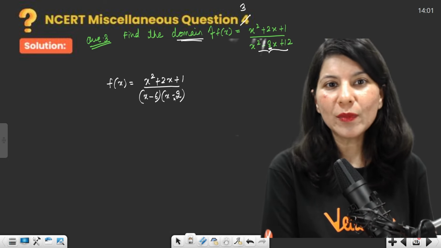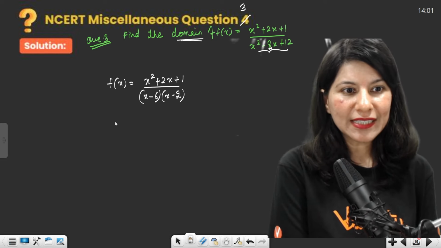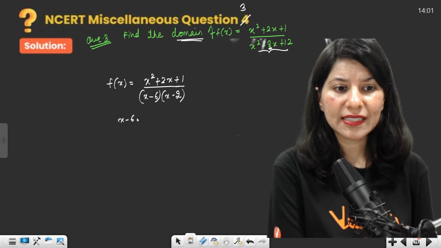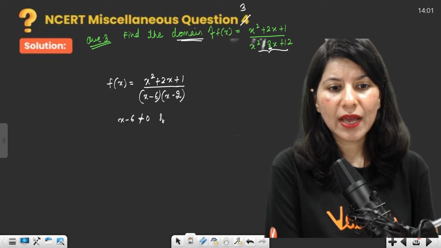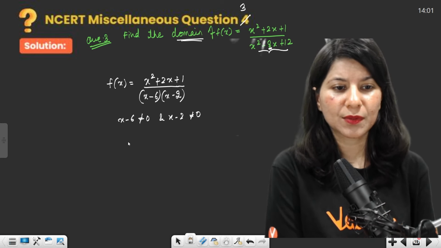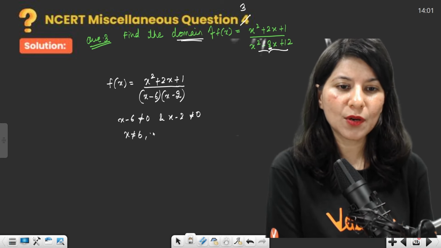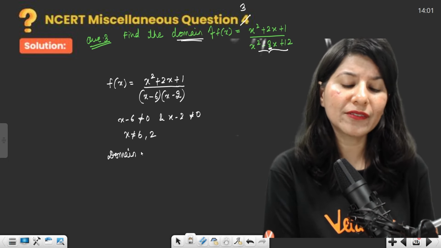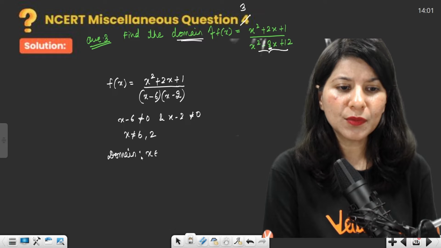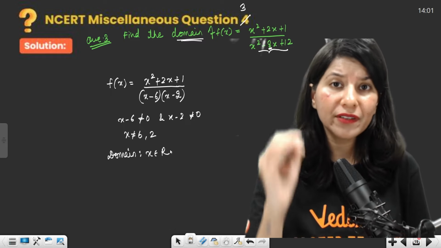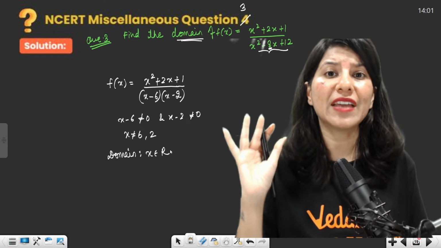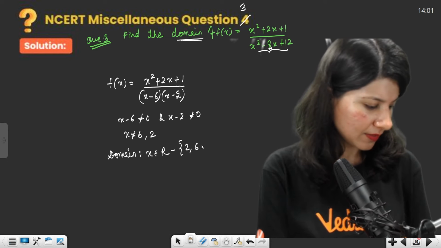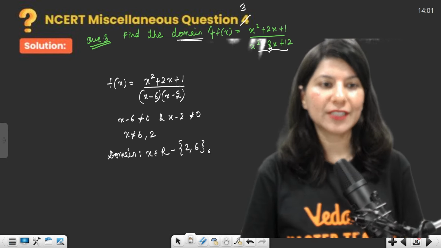So clearly now, denominator can never be 0. So clearly, from this, it is observed that x minus 6 cannot be equals to 0 and x minus 2 cannot be equals to 0. That means x cannot be equals to 6 comma 2. So domain of this function will be all real values. You can put whatever you want in the place of x in your function, but you can't put 2 and 6. So this is the domain.